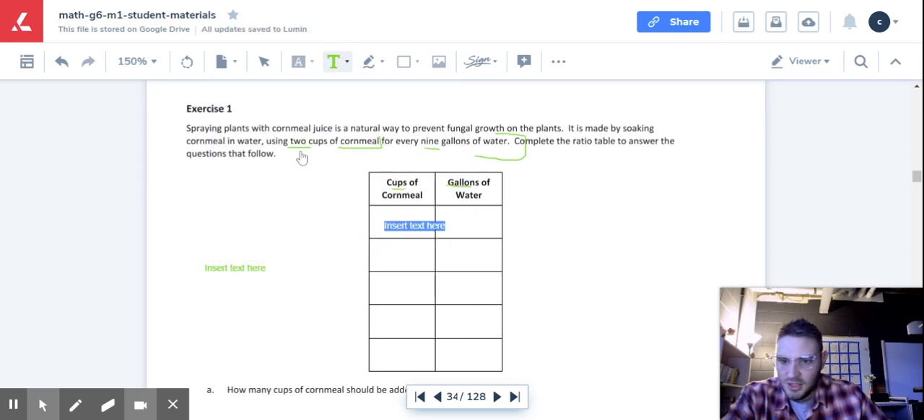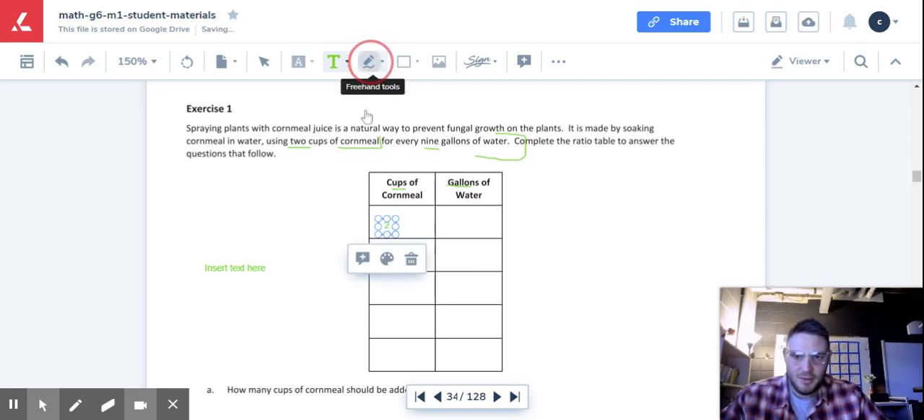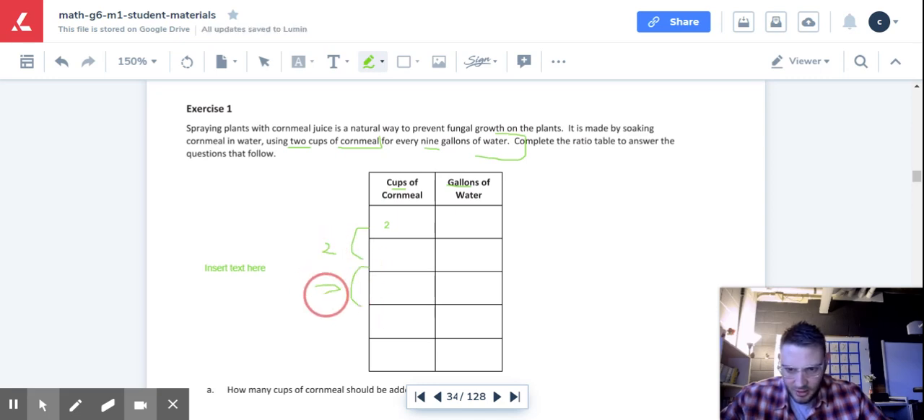cornmeal started out with 2, right? 2 cups of cornmeal. Well, then if it's 2, what's the rate going to be? What am I going to be counting up by? 2. And then again, I should go up by another 2. And so I'm just going to keep going by 2s. So it should be 2, should be 4.